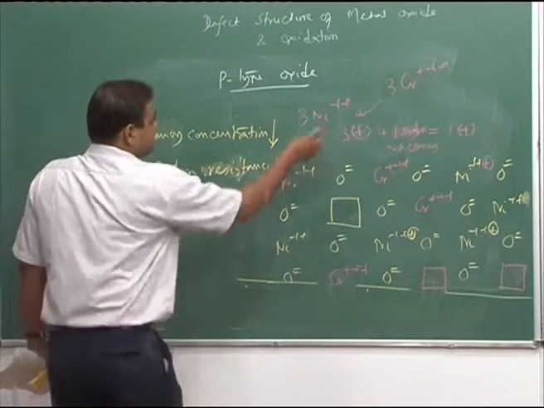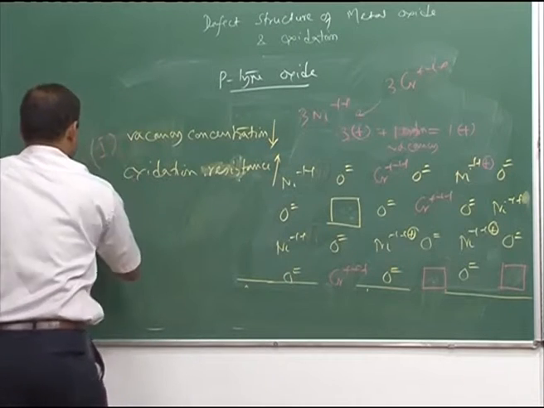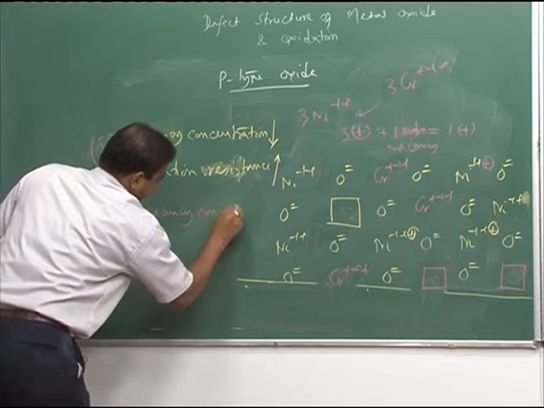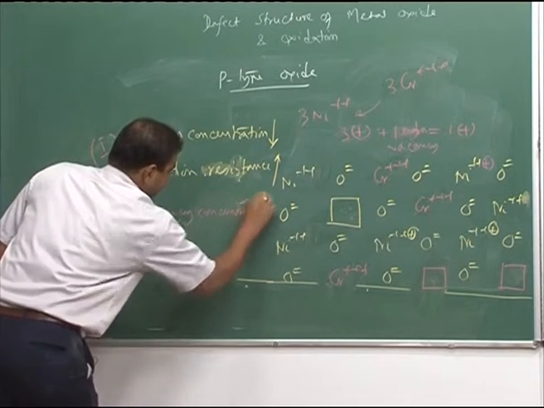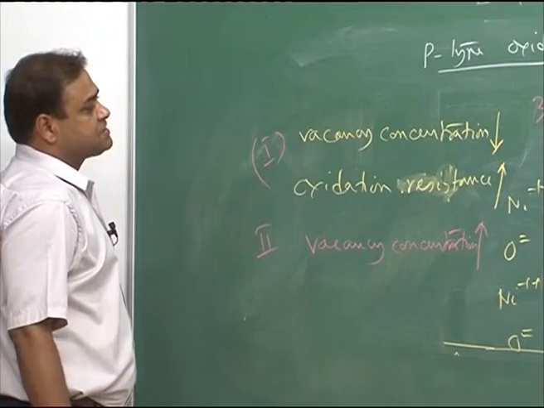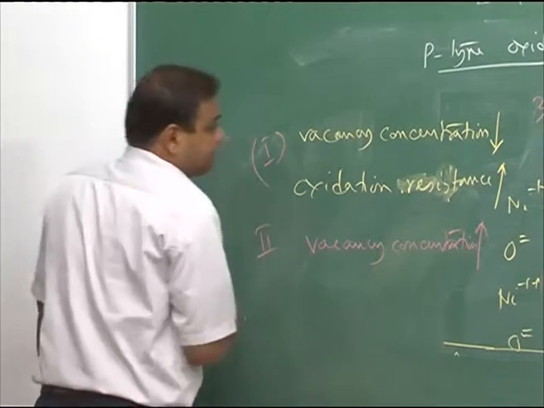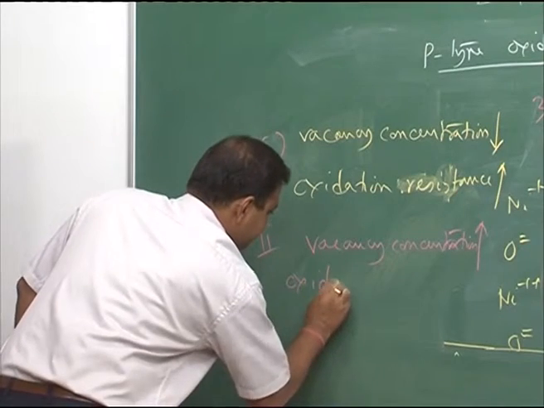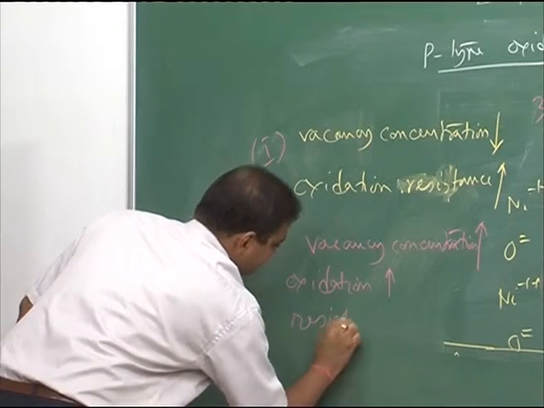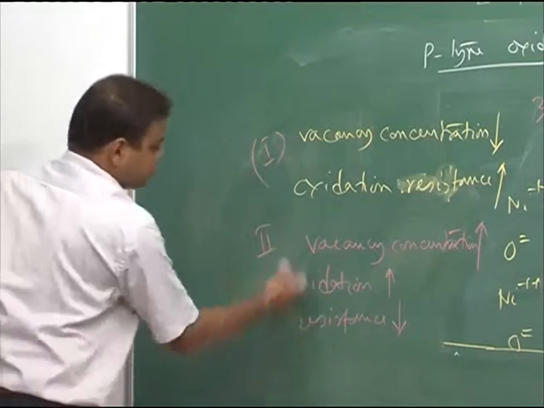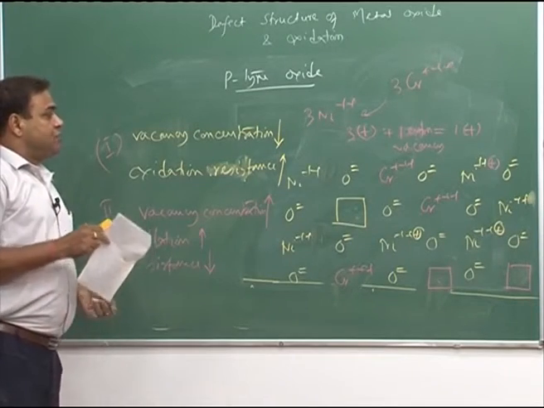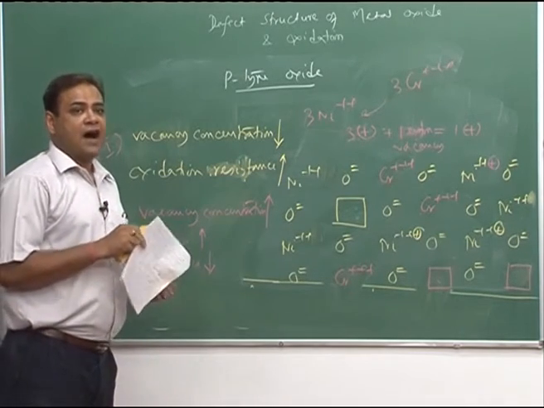In this case, the vacancy concentration increases, and if the vacancy concentration increases, that means diffusion of nickel plus plus would be faster, and if it is faster, then oxidation would be faster. So, oxidation resistance would go down. But generally we see that chromium addition is for improving the oxidation resistance of iron.